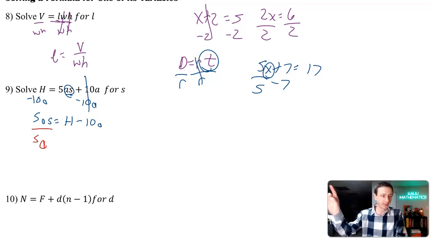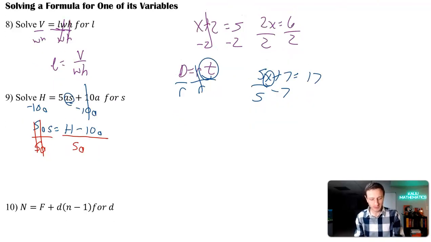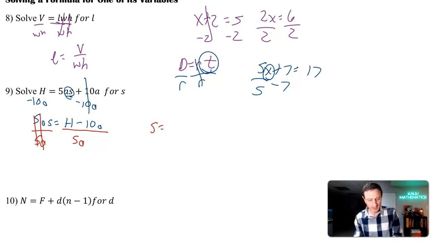Now notice on the right side of my equation, I have this entire statement, H minus 10A. So I have to divide everything by 5A. 5 divided by 5 is 1, A over A is 1. So I'm left with S is equal to H minus 10A all over 5A.